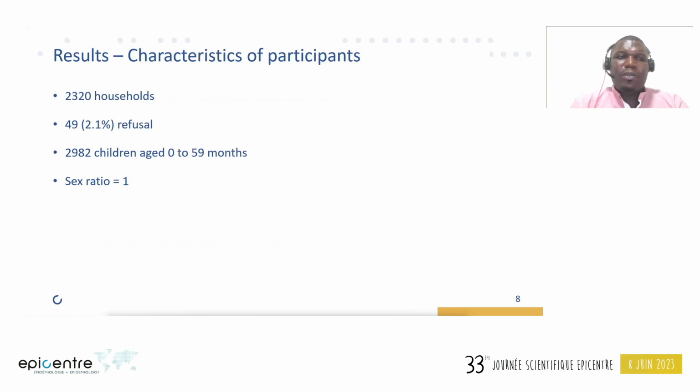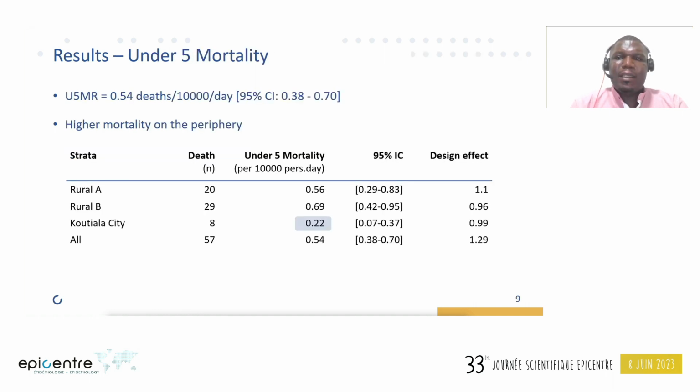As our results, 2,320 households were enrolled in the study, and we recorded 2% refusal. In total, 2,982 children 0 to 59 months were included in the study, and the sex ratio was approximately 1. When it comes to under 5 mortality, the average in the district according to this result was 0.54 deaths per 10,000 per day. We noticed that the under 5 mortality rate was slightly higher in the peripheral health areas than in the urban health area in Koutiala.